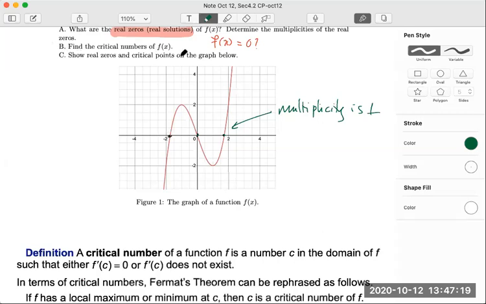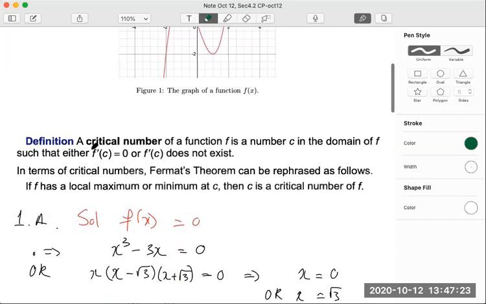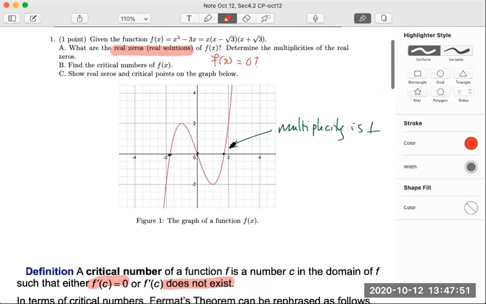And find the critical numbers of f of x. And if you don't remember, look at the definition of critical numbers. It is where the first derivative of the function is equal to 0 or it does not exist. So in order to find these critical points, what should we do? Yes. Look at this. Thank you, Daniel.